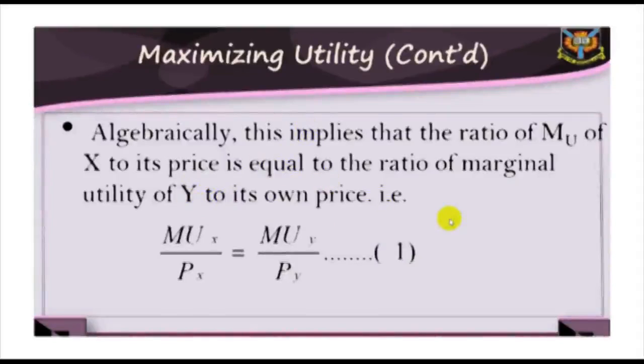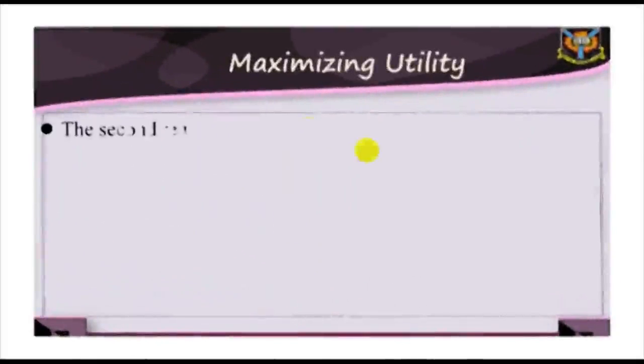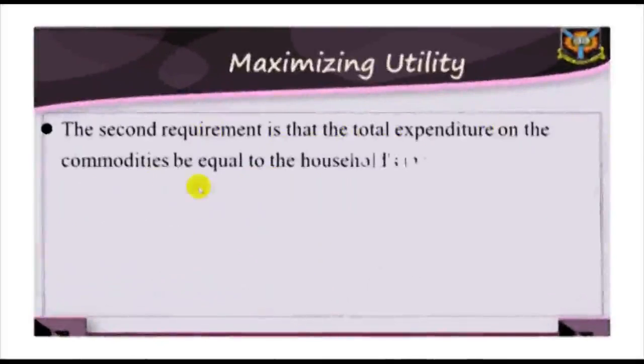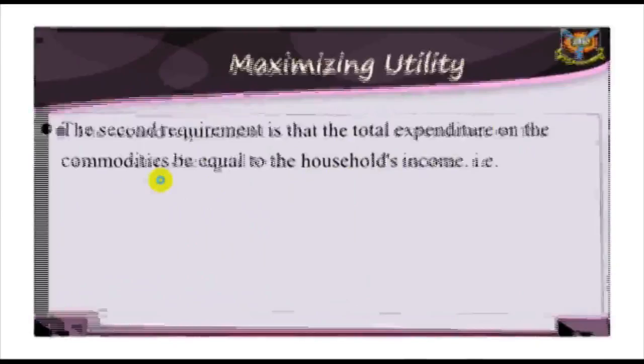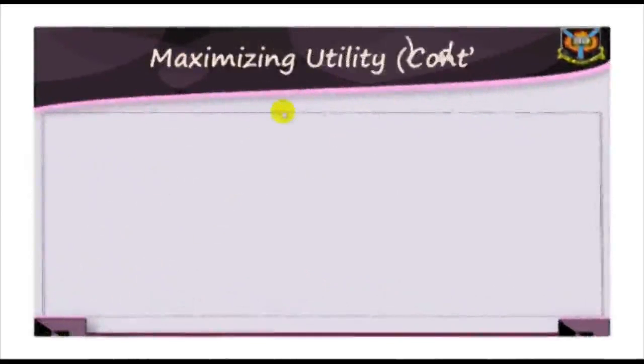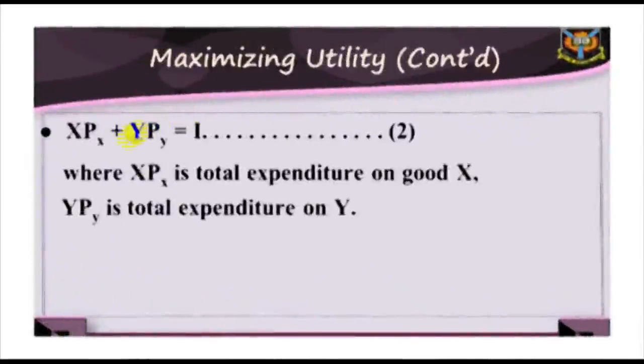For consumer equilibrium, two conditions must be met. The first is the one given above, that is, the ratio of marginal utility of one commodity to its price is equal to the ratio of marginal utility of the other commodity to its price. The second requirement is that total expenditure on the commodities be equal to the household's income. That is, in a former example, X PX plus Y PY should be equal to I, where I is income. That is total expenditure on good X, and Y PY is total expenditure on Y. PX and PY represent the price of X and Y respectively.